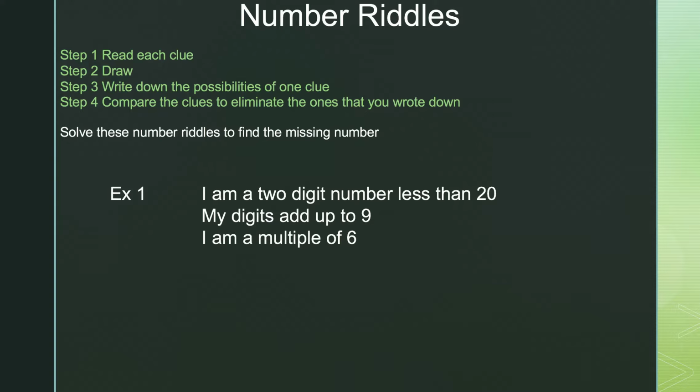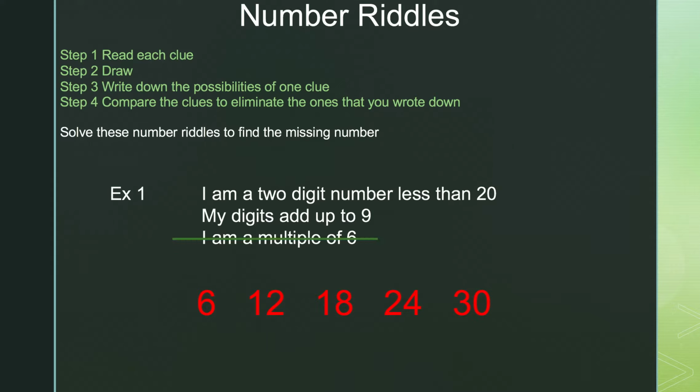2-digit less than 20, that seems like a lot of numbers. My digits add up to 9, that's 9 numbers that you have to write down. So I'm just going to go ahead and write down the multiples of 6, because most of you should know the multiples of 6 offhand. So we have 6, 12, 18, 24, and 30. Now we can eliminate that clue that we just used.